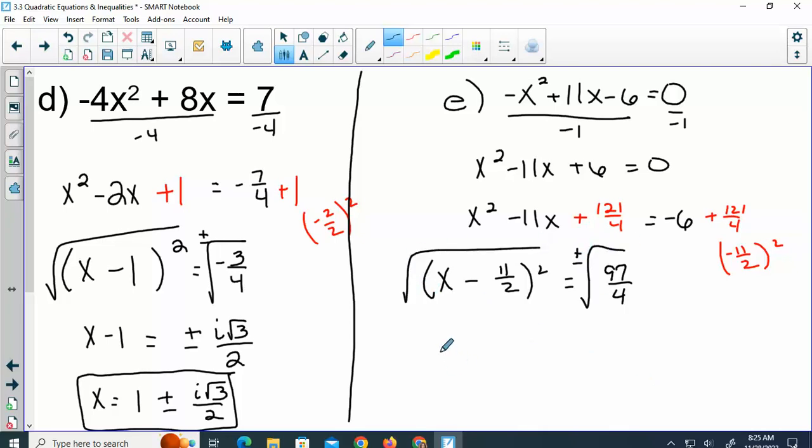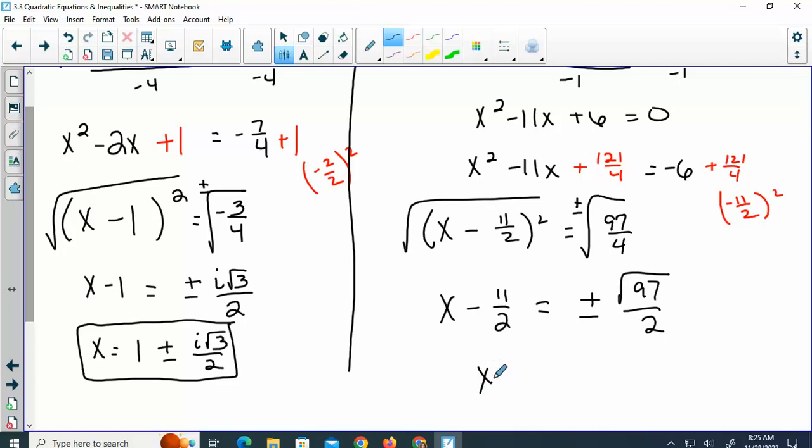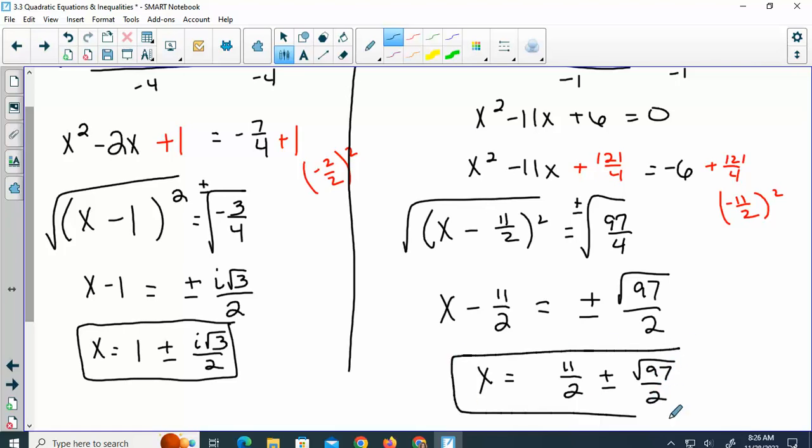Square root plus or minus. So x minus 11 halves equals plus or minus. Can you break down the square root of 97? No. Square root of 4 is 2. So final answer 11 halves plus or minus square root of 97 over 2.